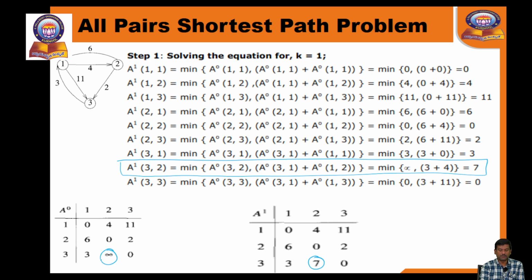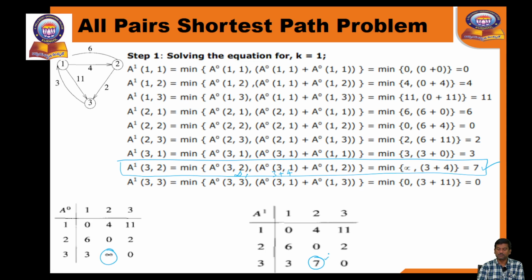So A of 3 2 is equal to infinity, that is infinity comma A of 3 1. So what is A of 3 1? That is 3 plus A of 1 2. So A of 1 2 is equal to 4. So what is the minimum between infinity and 3 plus 4? That is 7. That is what is included in your A of 3 2.